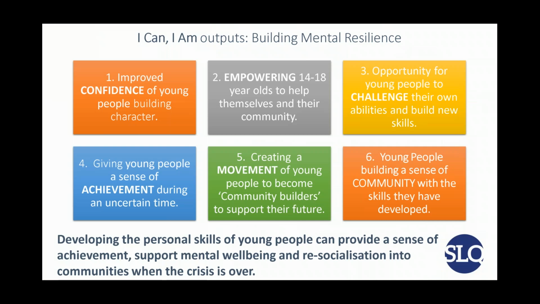So the key thing for the programme is obviously to help build mental resilience alongside that social action output. But there are six smaller outputs that have been woven within the programme as it's delivered. First of all, it's about improving the confidence of the young people and actually building their character. It's also about giving them a sense of empowerment and helping themselves and helping their community. As I previously said, there is a feeling of helplessness of the young people, and so by giving them that empowerment to go and help themselves, that should be something that will help with their mental resilience moving forward.